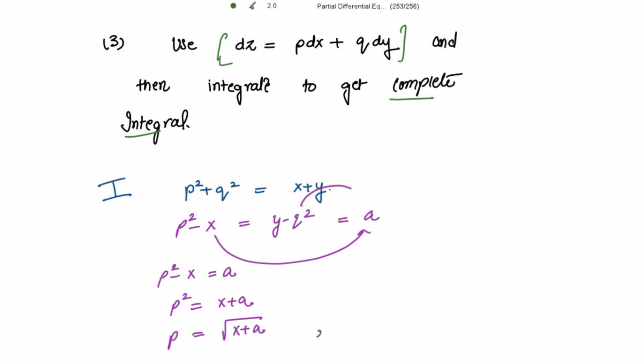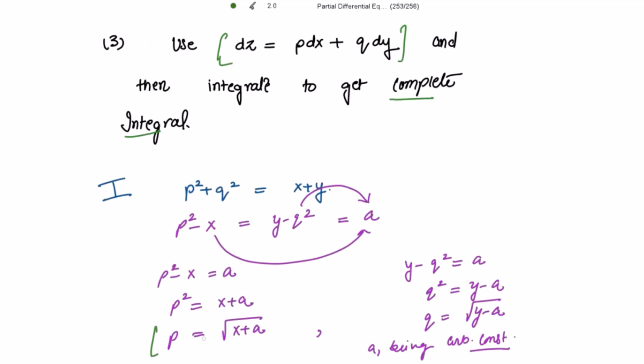Similarly, when taking y − q² = a, we get q² = y − a and q = √(y − a), a being the arbitrary constant. The third step is to use dz = p dx + q dy, and now putting the values of p and q over here.